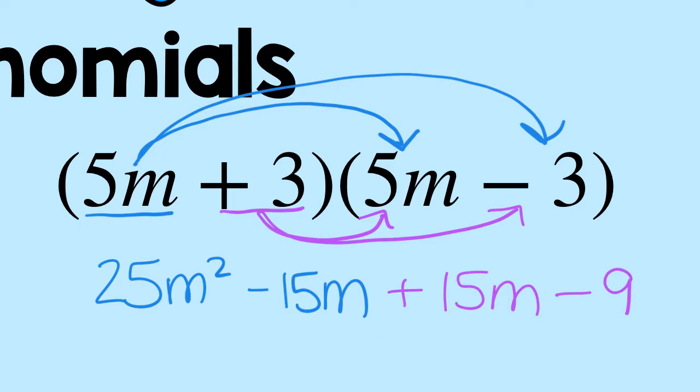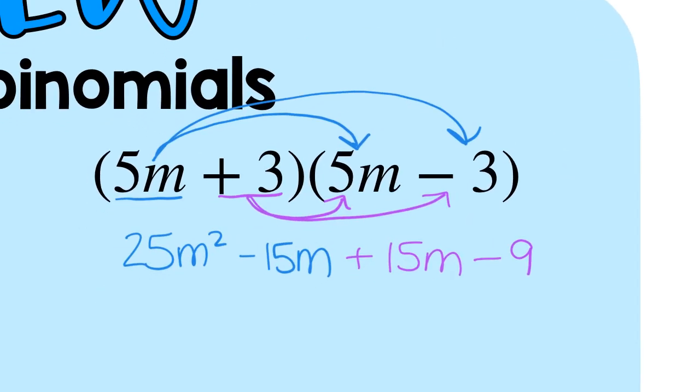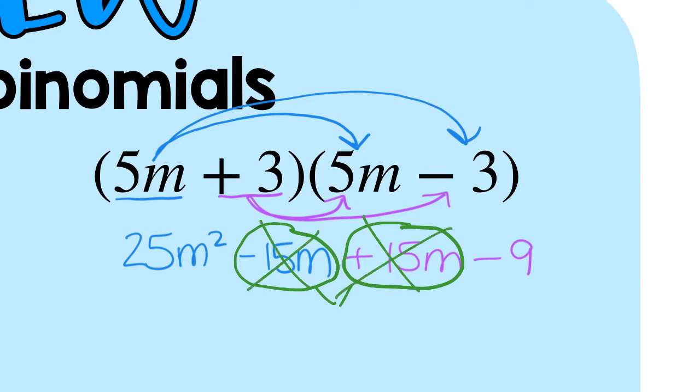And notice for this example, the same thing is going to happen, right? We have negative 15m, positive 15m. So if we were to combine those, they would just equal 0. So we're just going to cross them out. And then we'll bring down what we got left, 25m squared minus 9.